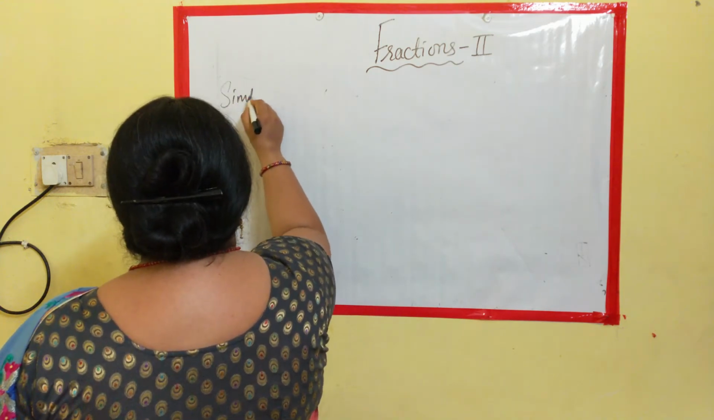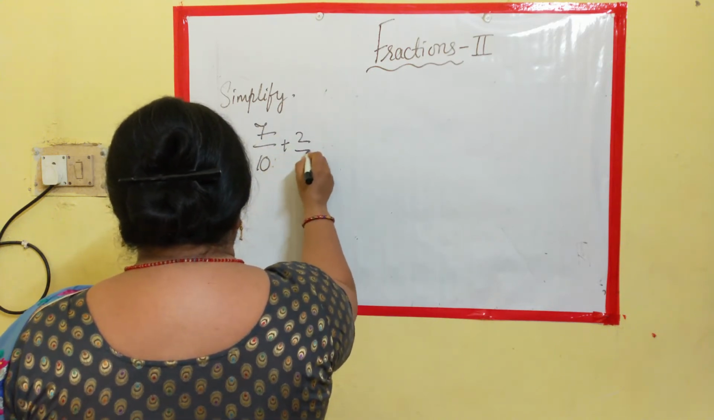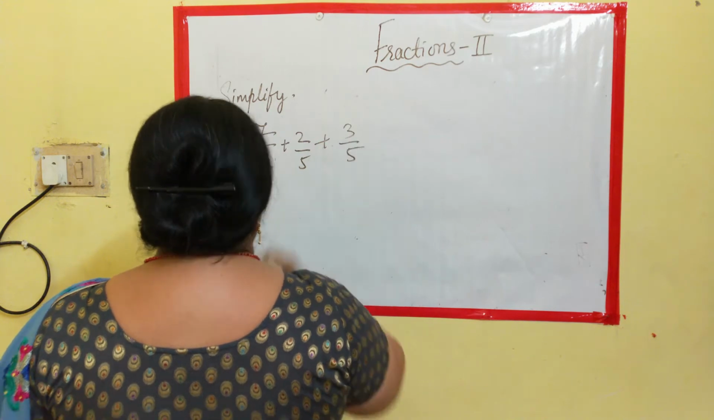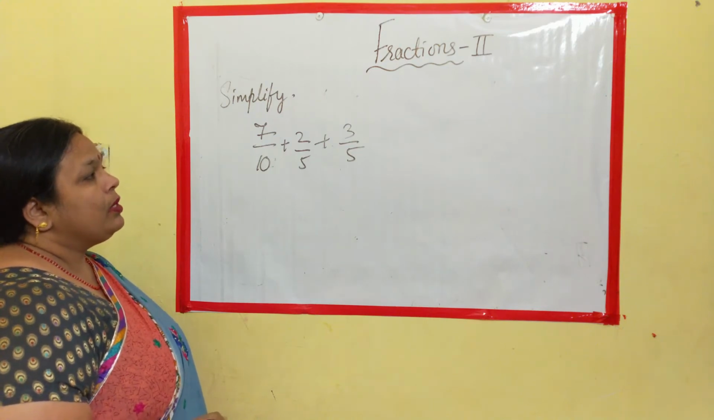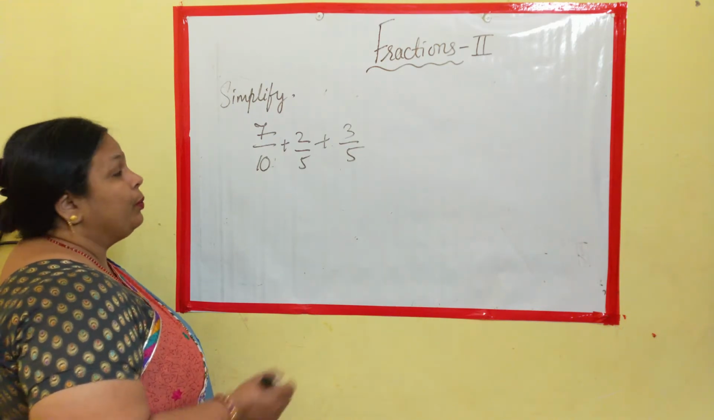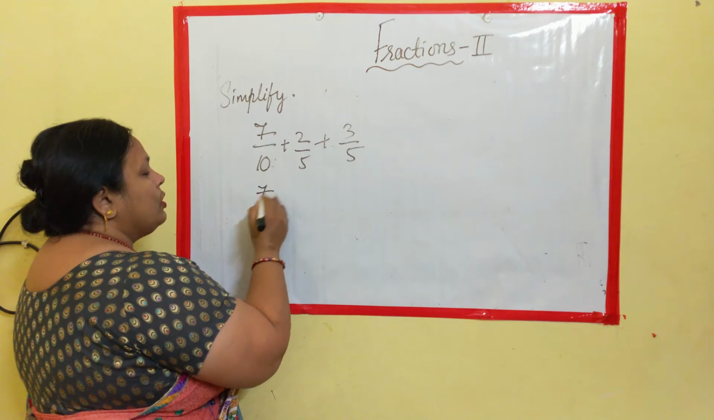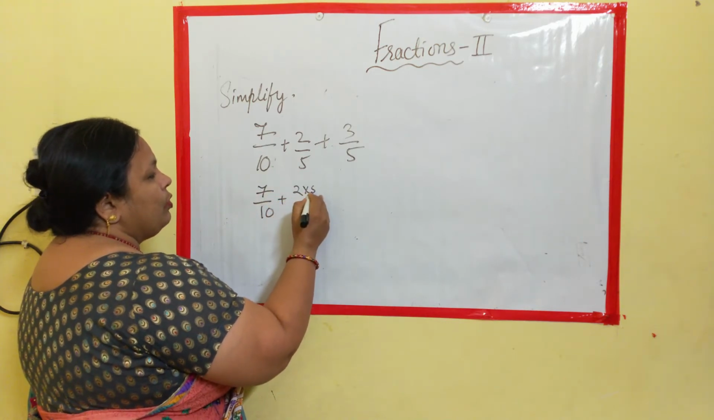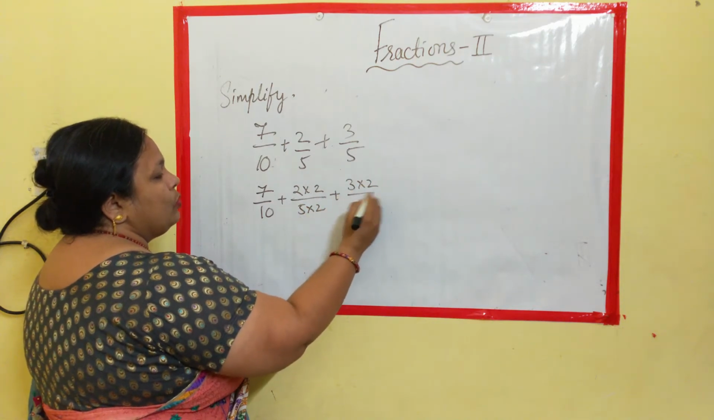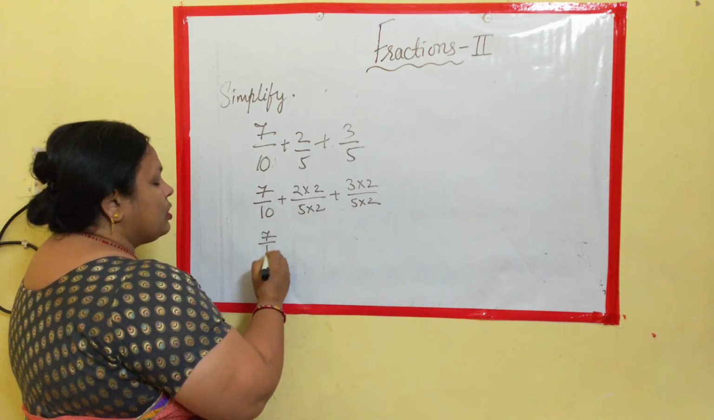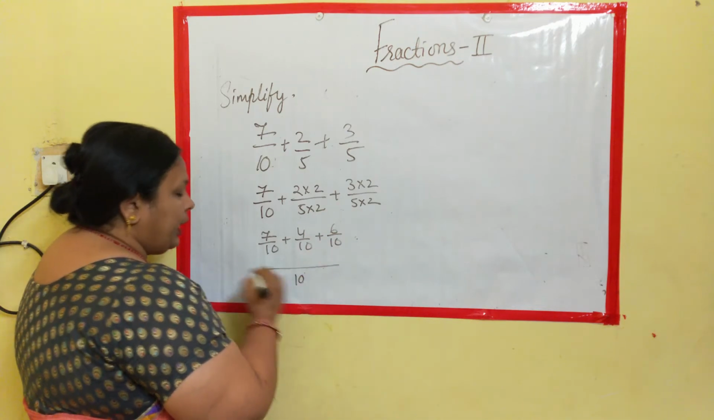Now, simplify 7 by 10 plus 2 by 5 plus 3 by 5. If this is the question, simplify 7 by 10 plus 2 by 5 plus 3 by 5. Now what we will do? We are going to take the LCM, and LCM will be coming as 10. So this is 7 by 10 plus 2 into 2, as 5 will be multiplied by 2, plus 3 into 2, as 5 will be multiplied by 2. So this is 7 by 10 plus 4 by 10 plus 6 by 10 in overall 10.